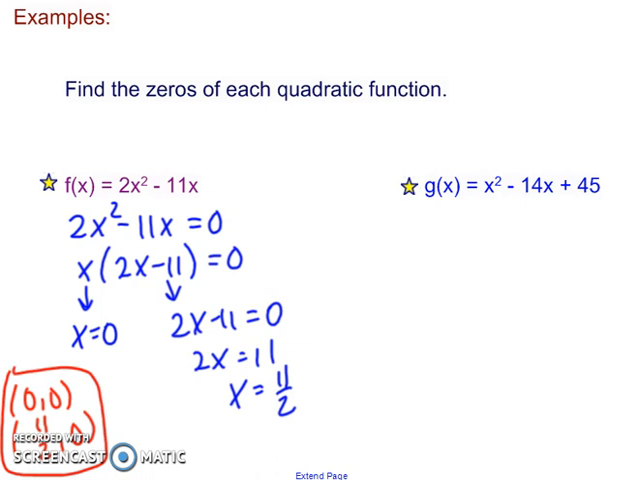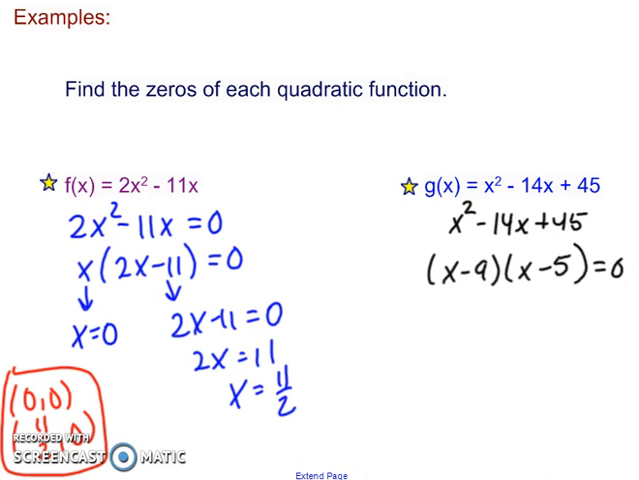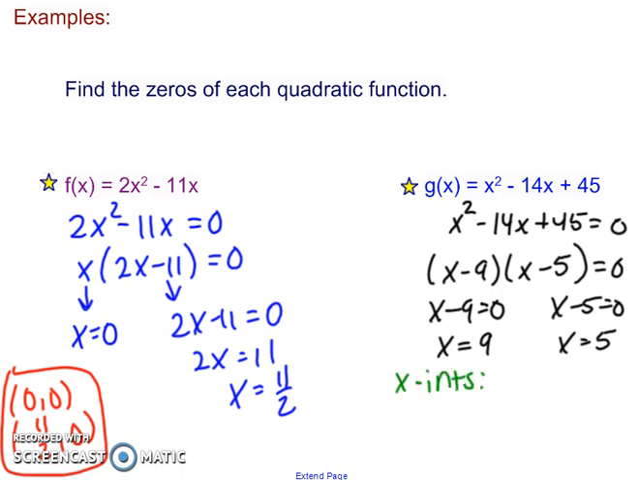Okay, next example. Set it to 0. Here we're looking for what multiplies to 45 and adds to negative 14. So we can use negative 9 and negative 5. Set it to 0. Solve each one. So x equals 9 and x equals 5. So we know that our x-intercepts are going to be (9, 0) and (5, 0).